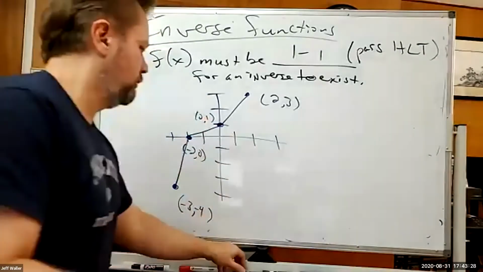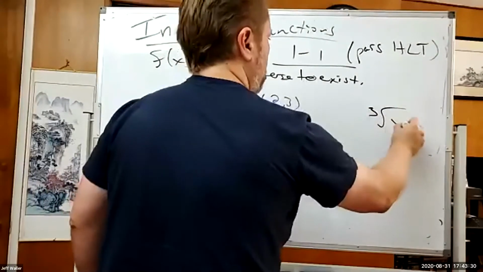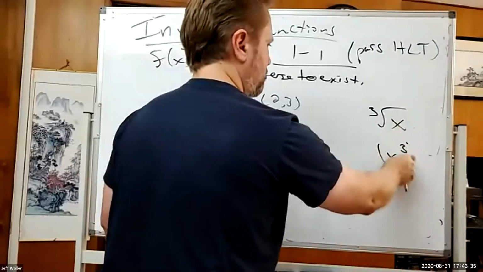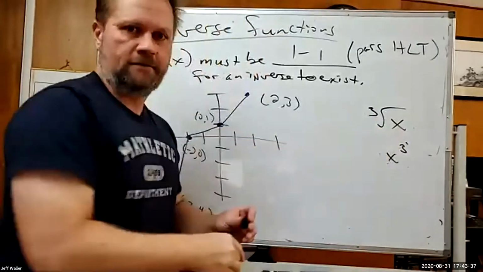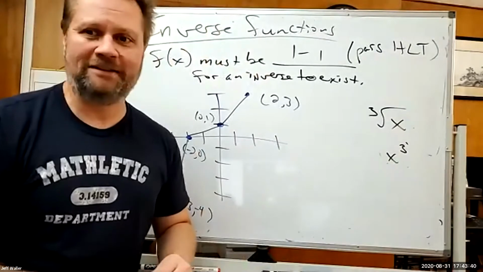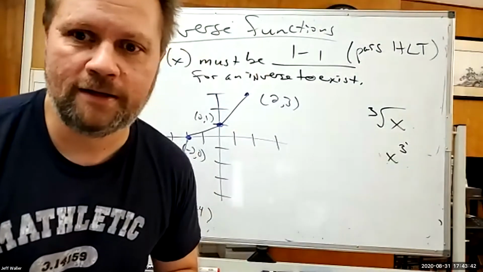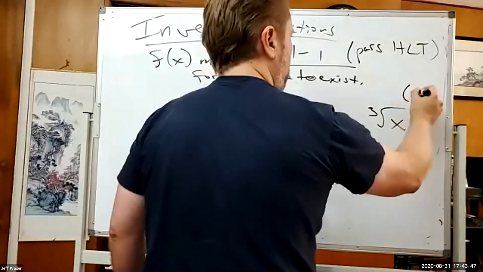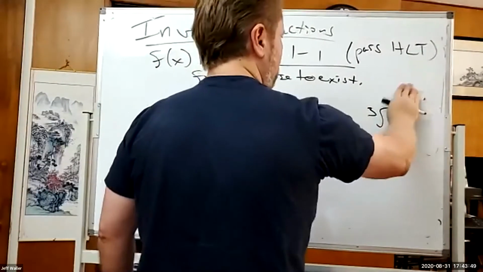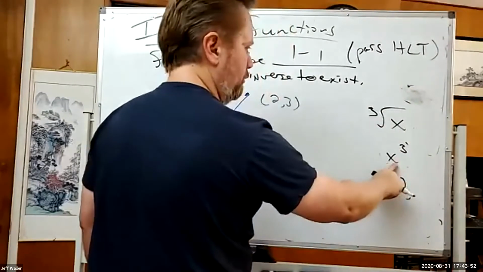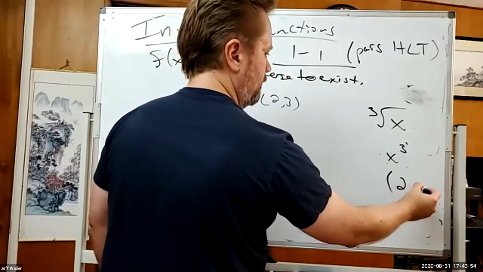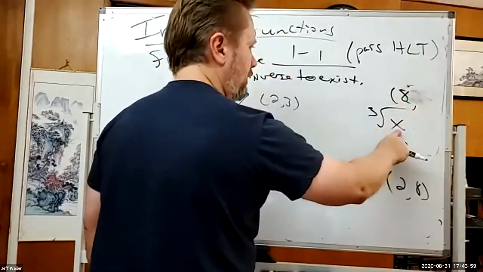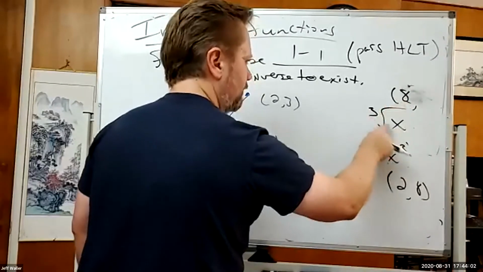So for example, are these inverse functions of each other? I don't know why I put the parentheses there, but are those inverses? Yes, because one undoes the other one, right? This goes to the point 2, comma what? 8. 2, 8, all right? This one, of course, goes to the point 8, comma 2.